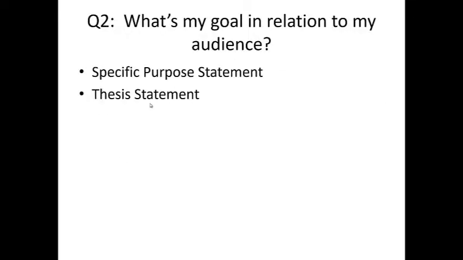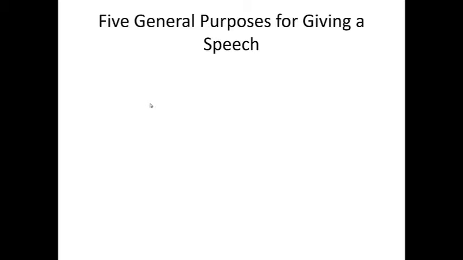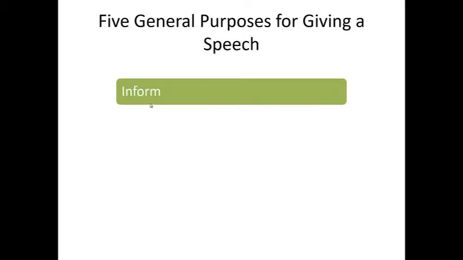The second question then is, what's my goal in relation to my audience? And this question gets answered with two specific statements, the specific purpose and the thesis statement. I introduce it here because of the way I want to use the scenarios that we just talked about. In preparing for a specific purpose, you're writing out what your goal is for the speech. And you think about what are the 5 general purposes for giving a speech. So specific purpose is going to be applied to a specific situation, but these are general purposes for giving a speech.